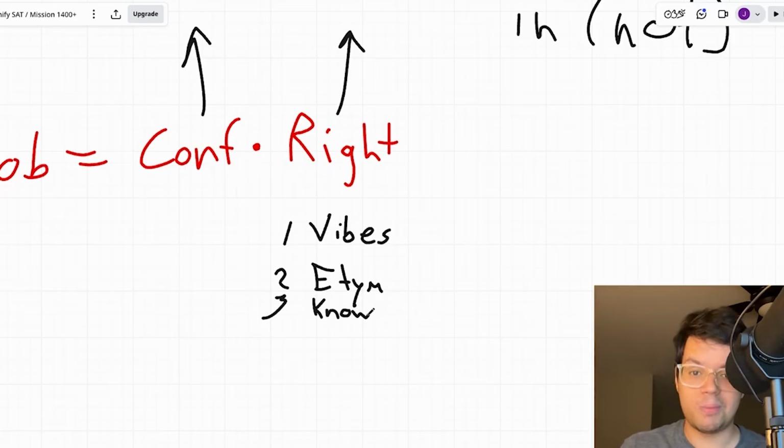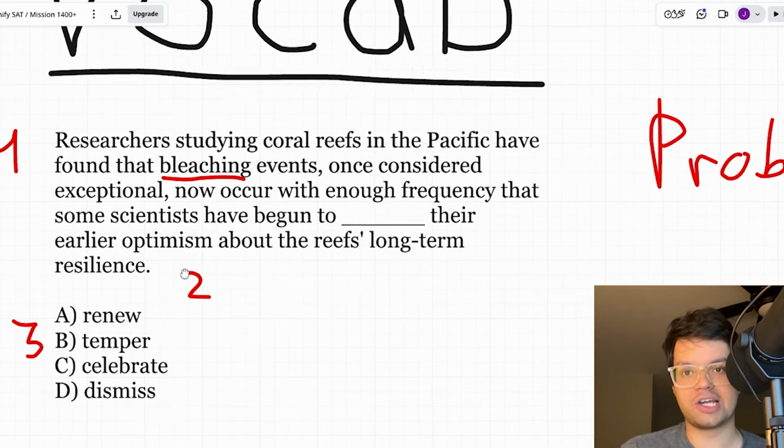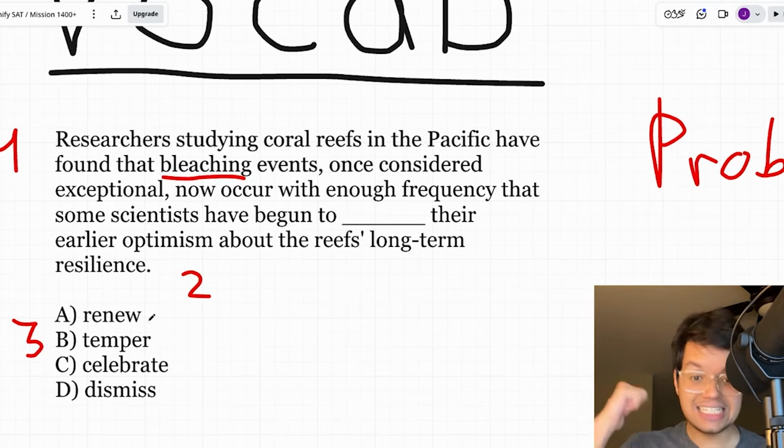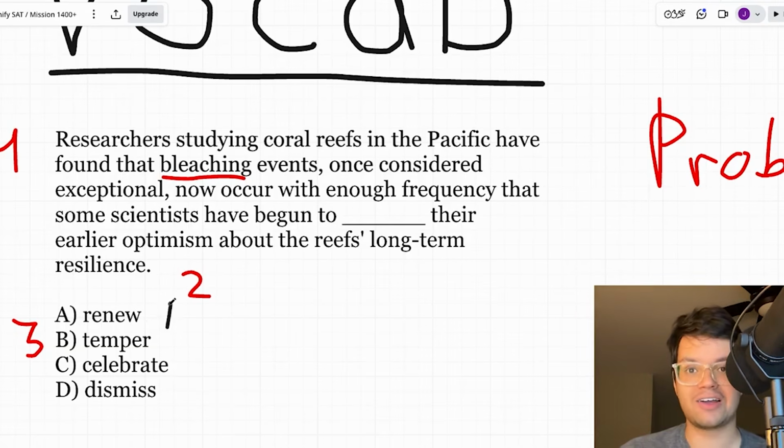But if you do know what a word means, then of course you can use your previous knowledge. Like you can just use what you know. So going back to this one now, let's go to each of these choices. Renew. I definitely know what renew means. I have a very high confidence on that.